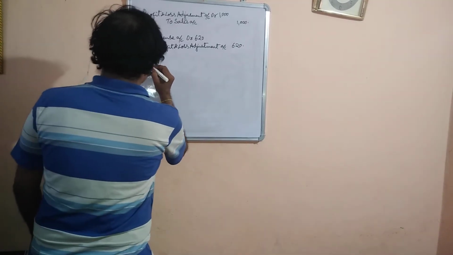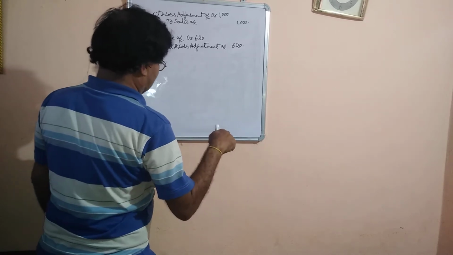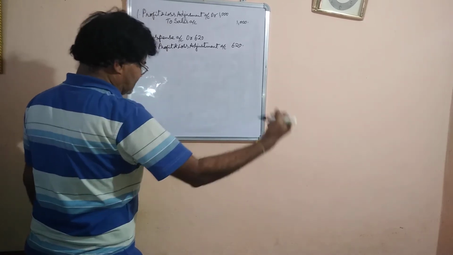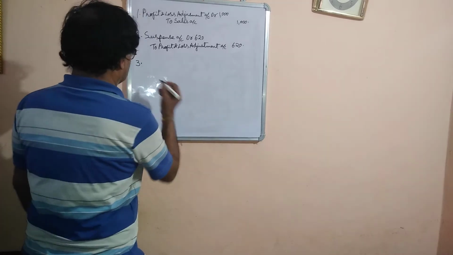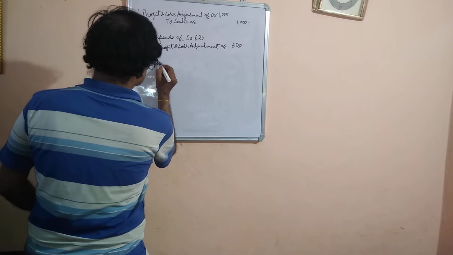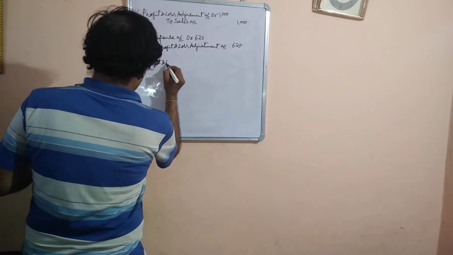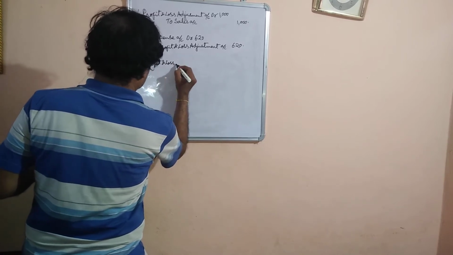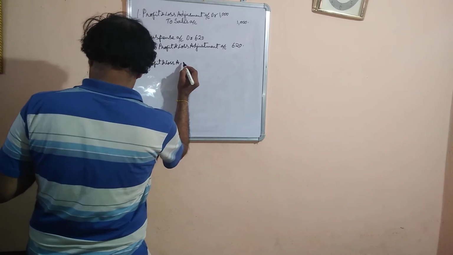Now, here we are doing the rectification this year of last year's mistake. So we have to write profit and loss adjustment account debit.